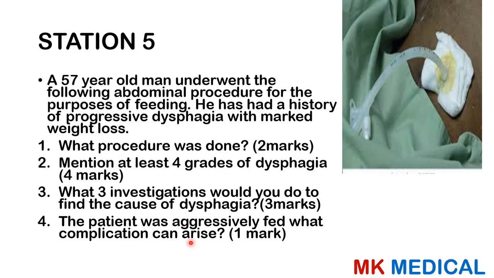Coming to station 5, a 57-year-old man underwent the following abdominal procedure for the purposes of feeding. He has had a history of progressive dysphagia with marked weight loss. What procedure was done? Mention at least 4 grades of dysphagia. What 3 investigations would you do to find the cause of dysphagia? The patient was aggressively fed. What complication can arise? You may pause the video at this particular moment, and here comes the answer.